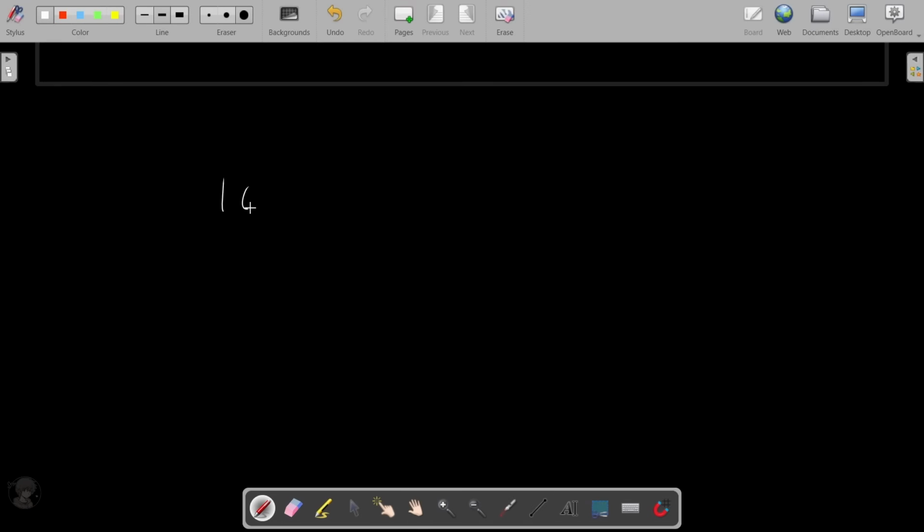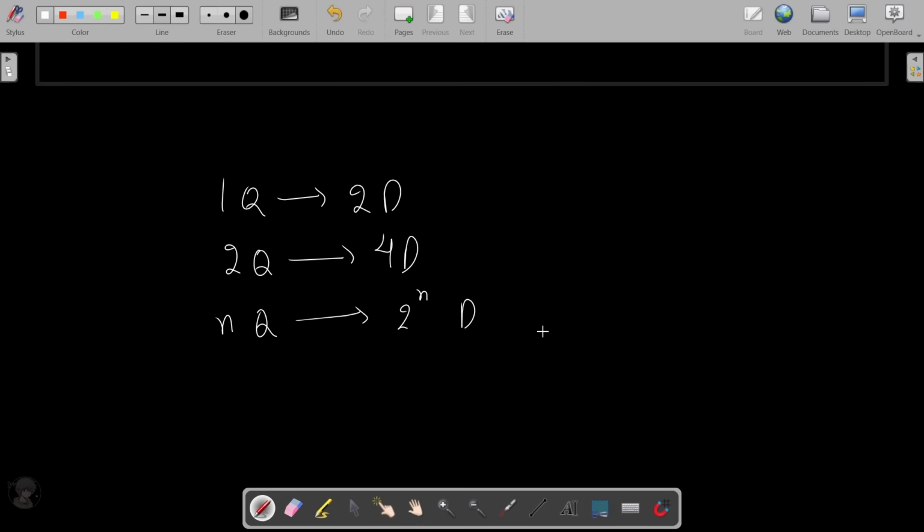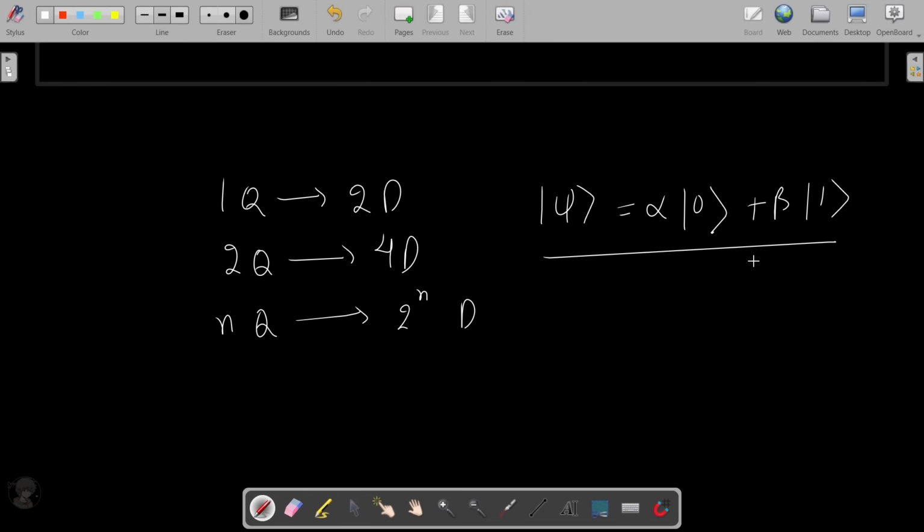With one qubit, the space has 2 dimensions. With 2 qubits, the space has 4 dimensions. With n qubits, the space has 2 to the power n dimensions. All of that exponential growth begins from understanding this vector: ket psi equals alpha ket 0 plus beta ket 1.